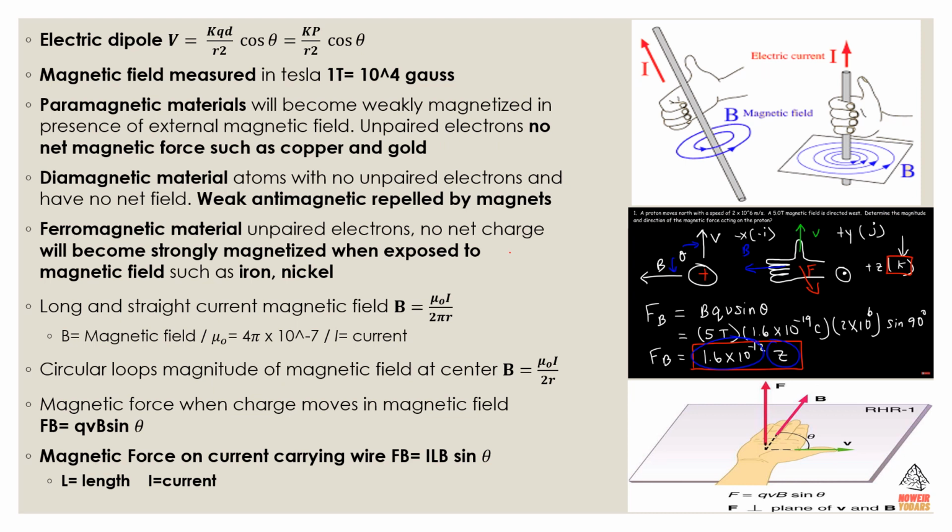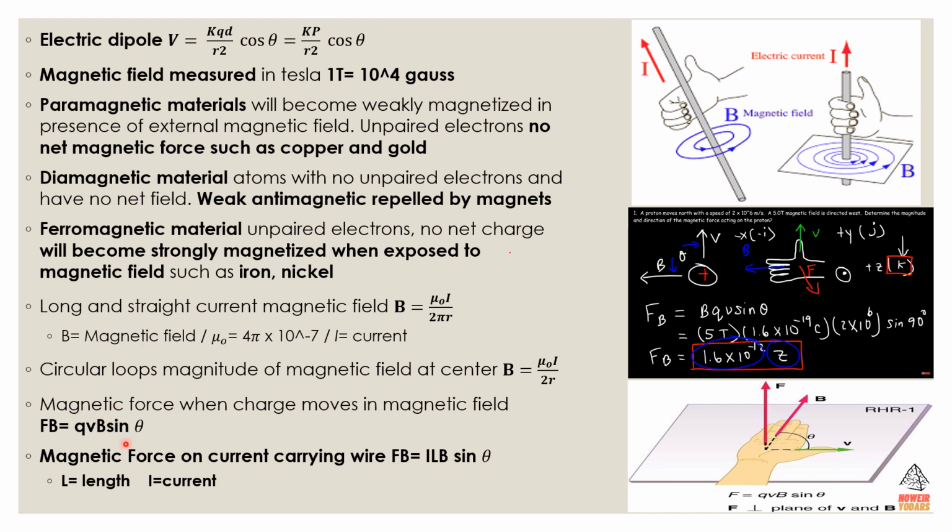Next, we have the calculation of the magnetic field. It can be calculated for either a long straight wire or a circular loop. For the long and straight wire, B is equal to the coefficient 4 pi times 10 to the power of negative 7 times current, divided by 2 pi r. For the circular loop at the center, B is equal to the same coefficient, 4 pi times 10 to the power of negative 7 times current, divided by 2r. The only difference is the pi: straight has pi, circular doesn't.